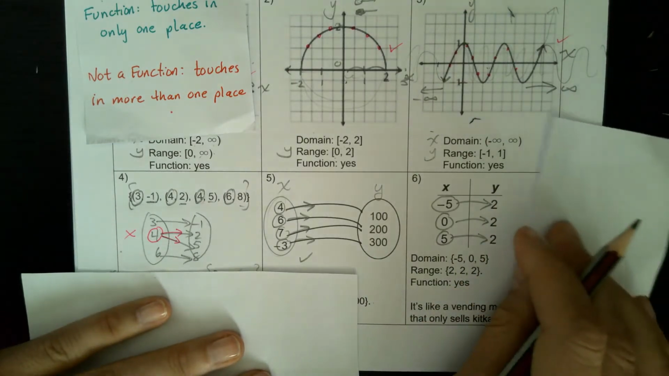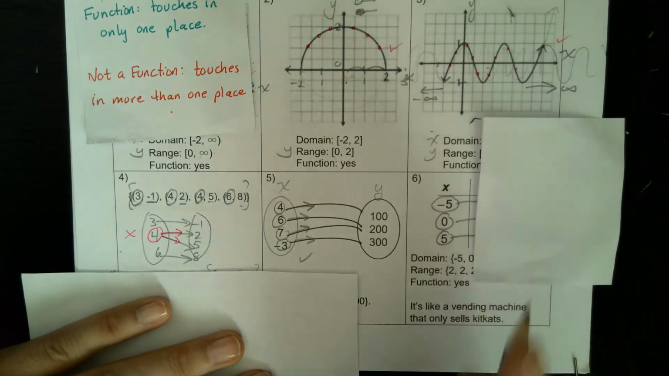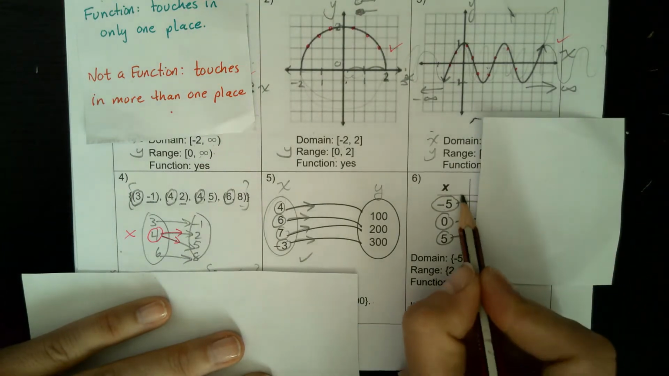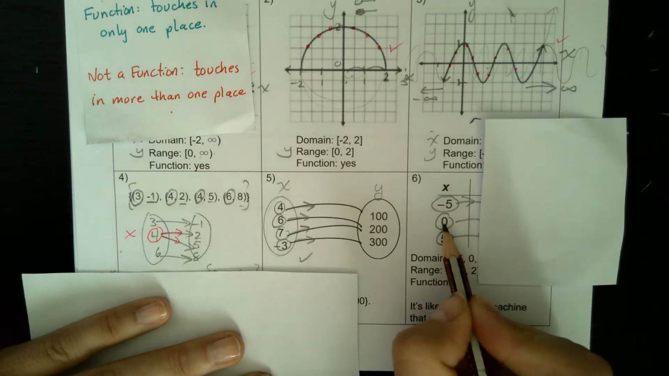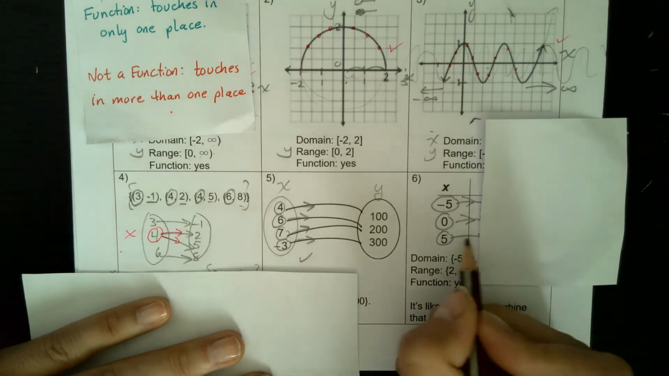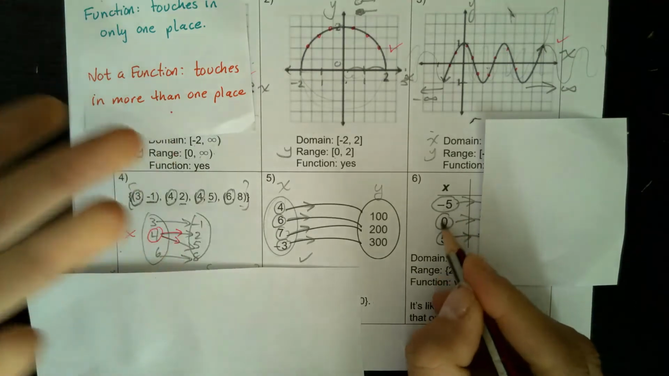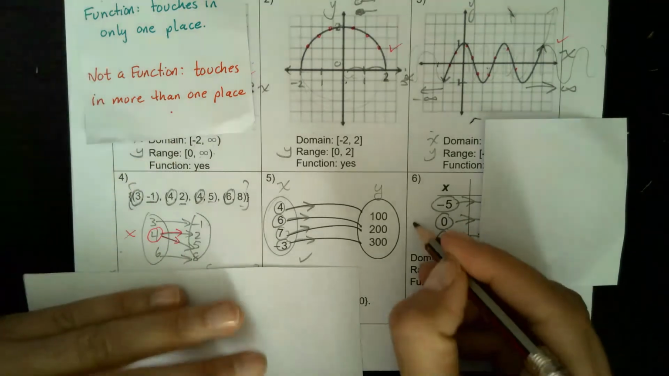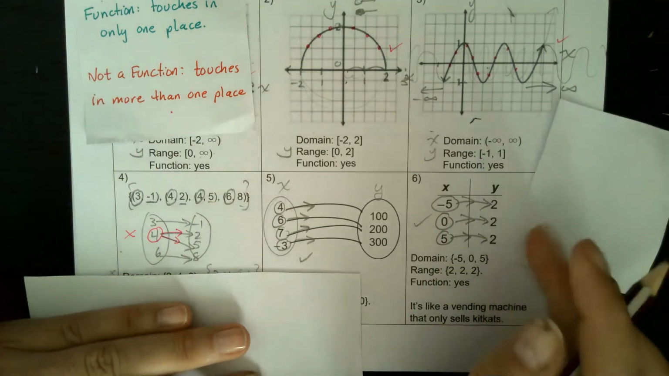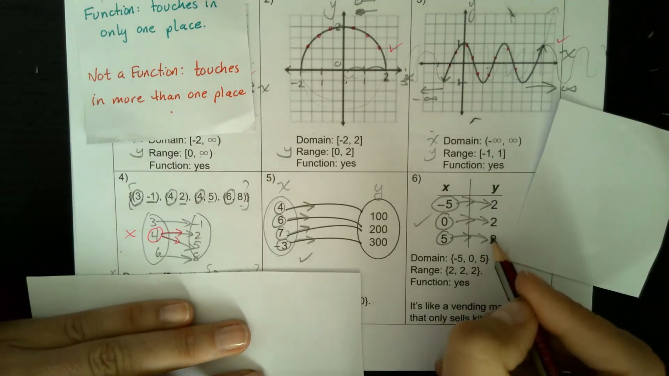So let's cover up the output and do it again. If I push a -5, one thing comes out. If I push 0, one thing comes out. If I push 5, one thing comes out. Well, only one thing comes out with each one, so yes, it's a function. It's okay that they're all the same thing.